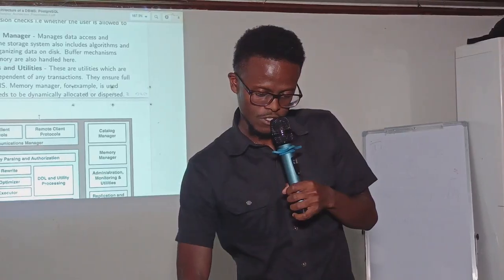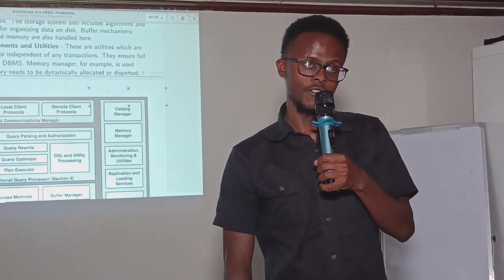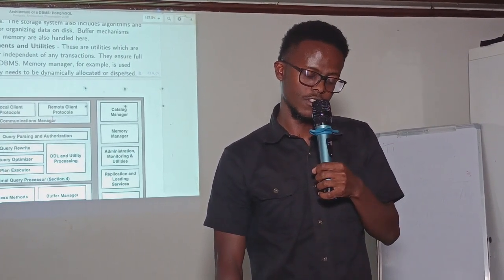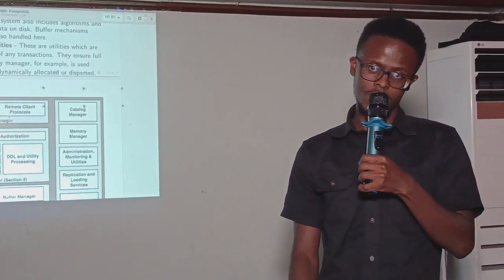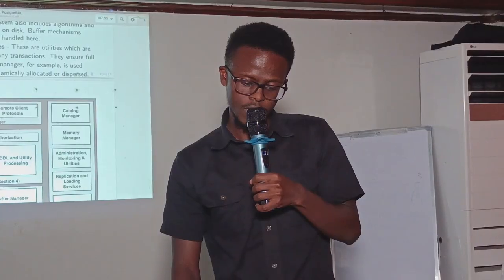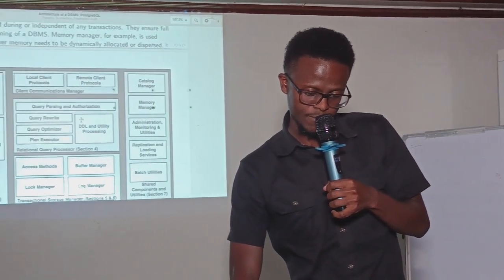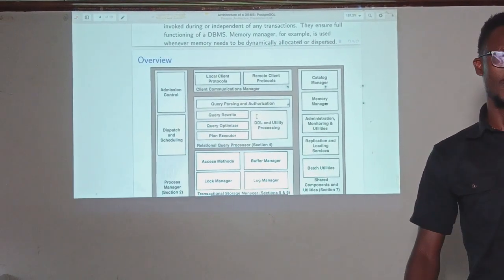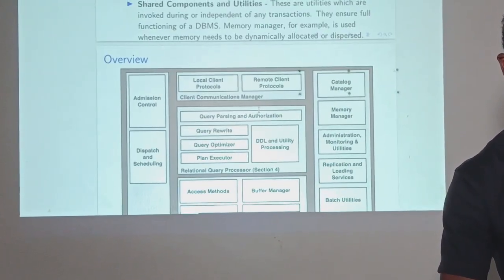The last one, number 5, is shared components and utilities. These are utilities which are invoked during or independent of any transactions. They basically ensure full functioning of the database management system. An example is a memory manager. It is used whenever memory needs to be dynamically allocated or reallocated. Another example is the system catalog.